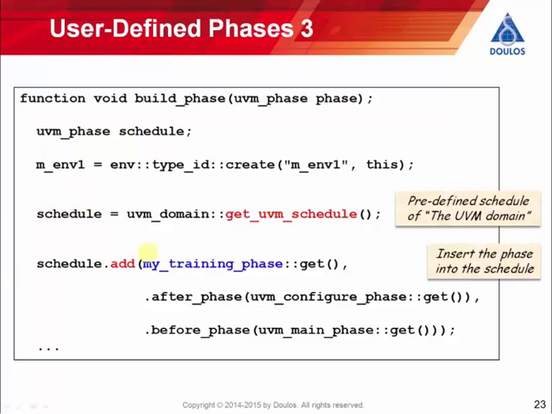And now we're simply adding our user-defined phase to that schedule. So we're calling schedule.add myTrainingPhase::get. And of course myTrainingPhase::get is simply the static method that we defined on the previous slide. So we're inserting the object that represents our phase into the schedule, and the remainder of the arguments say where we insert it. So we're inserting it after the configure phase and before the main phase. So our training phase is now going to be called between the configure phase and the main phase of the UVM schedule.